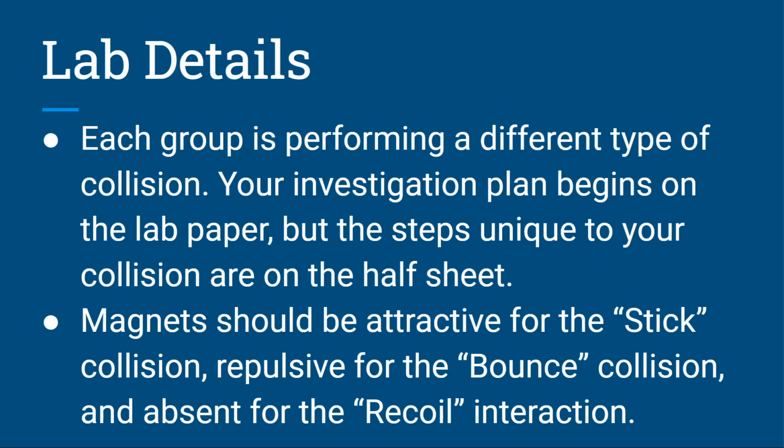So each group today is going to be performing a different type of collision. Your investigation plan begins on the lab paper. However, there are steps that are unique to your collision on a half sheet of paper, and these half sheets of paper are already at the lab stations around the room. The one I have right now says stick together different masses because that's one of the different types of collisions. And this is where your lab steps continue. Okay, because they stop at number 10 on your paper, and then you'll read the little half sheet at your lab station to perform the particular type of collision you have.